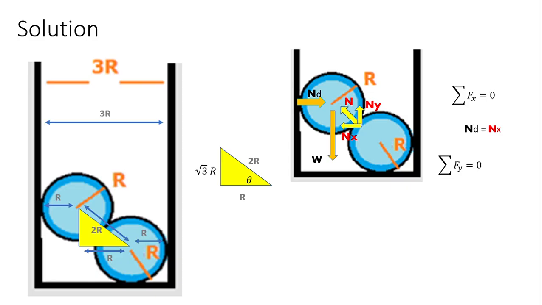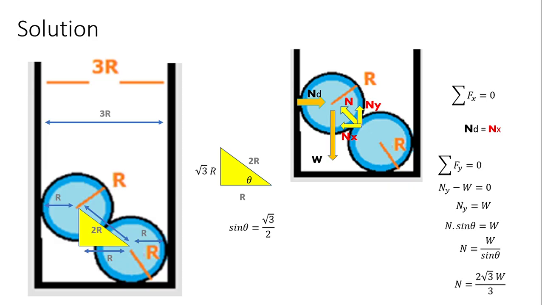The y component has to be zero. This is the y component, and we know that the y component is N sine theta. Sine theta we figure out from the yellow triangle. Then we will get the contact force of the two spheres.